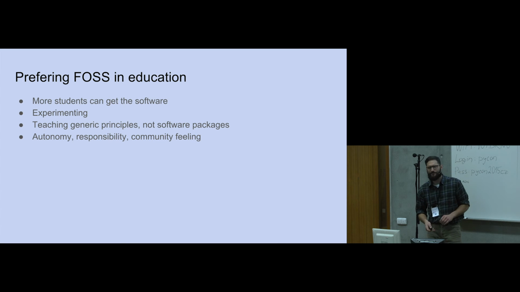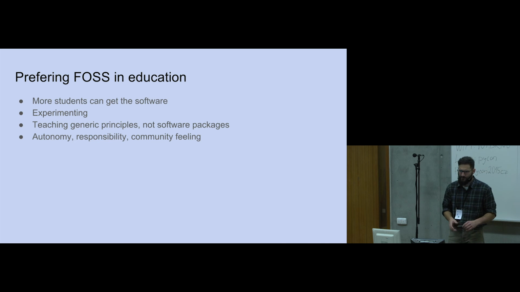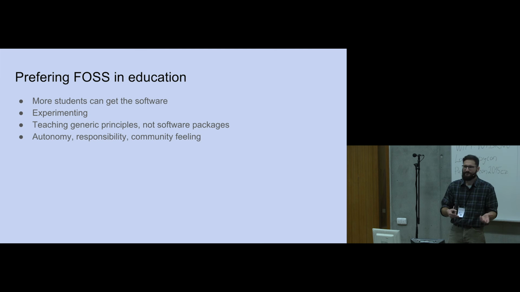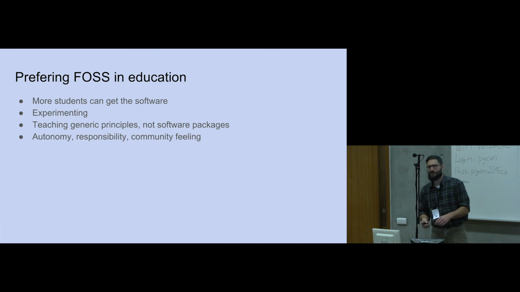And if we would prefer free and open source software in education, well, it's obvious. More students can get the software, they can experiment, they can play with it, they can learn. We should teach people principles, not software packages. So we should teach about GIS, not ArcGIS. We should teach about typography and word processing and not Microsoft Word. Nothing against Microsoft Word, by the way. It leads to autonomy, responsibility, and of course, community feeling.